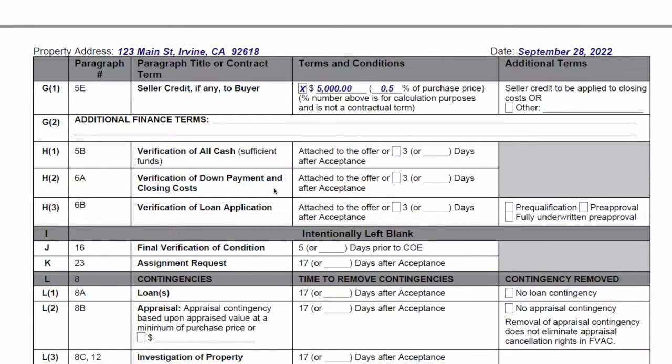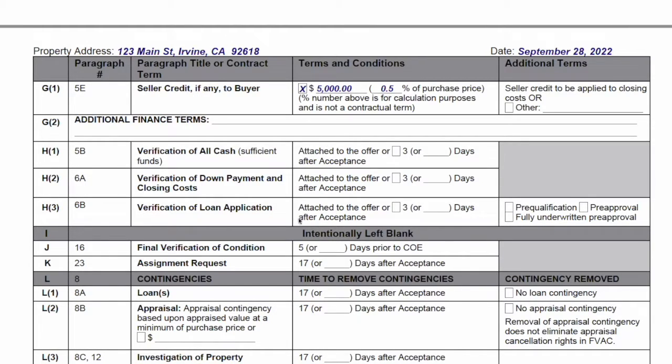Now, proper etiquette dictates that when you submit an offer to a listing agent, you should have a proof of funds for the down payment. If it's a cash purchase, you should have proof of funds for the entire purchase price. If your buyer's getting a mortgage, then you should have a copy of the pre-approval letter from the lender included as well.